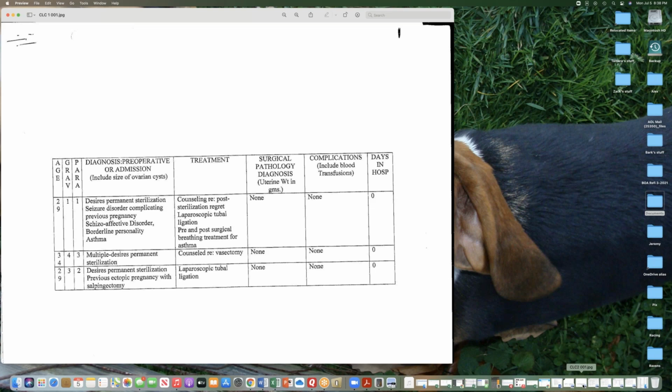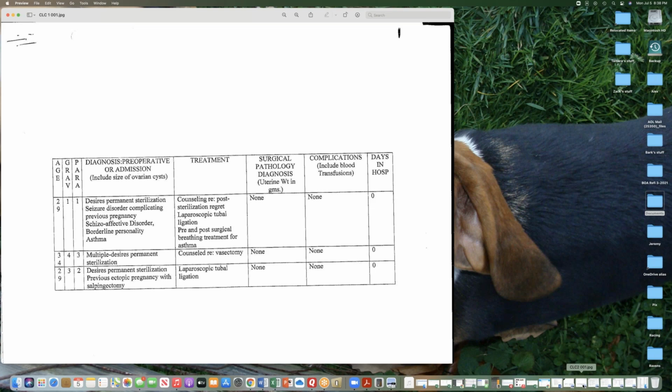So Jorge, if you're looking at this list, anything jump out at you? Well, the fact that they put the schizoaffective disorder, borderline personality, and asthma, I think that's a little bit too much information, and they might ask you questions about that, I guess. Okay, that's fair enough.